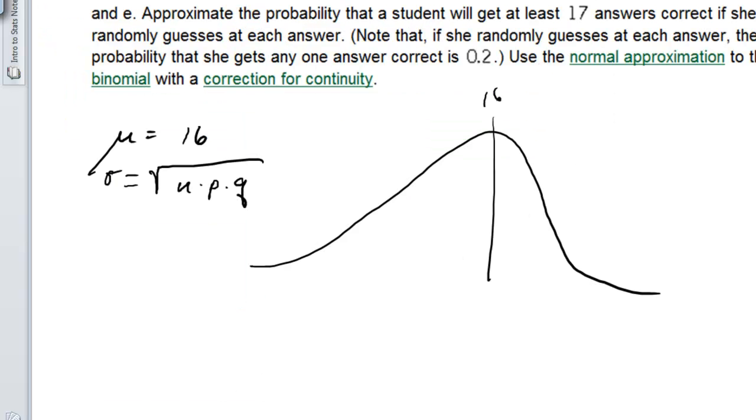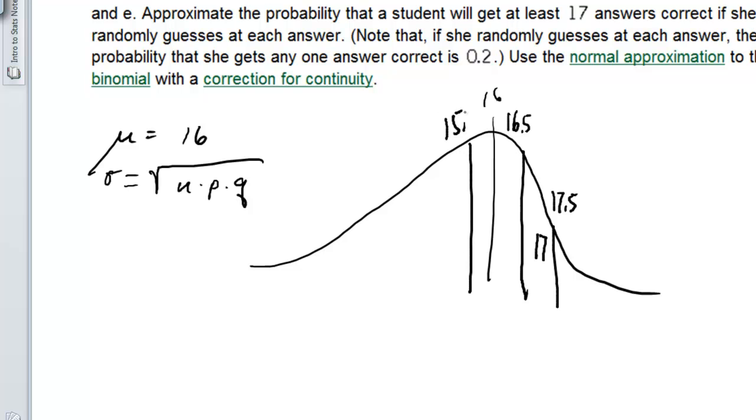So it would be helpful here probably to draw a picture. We want to know at least 17. So 17 begins at 16.5 and ends at 17.5. This is all 17. 16 begins at 15.5 and ends at 16.5. So 17 is this area, but we want at least 17, so 17 or more. So we're interested in the area to the right of 16.5. 16.5 is included in 17. So now I need to convert 16.5 to a z-score.